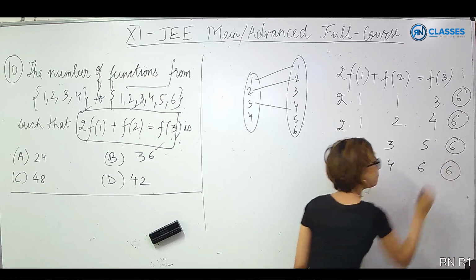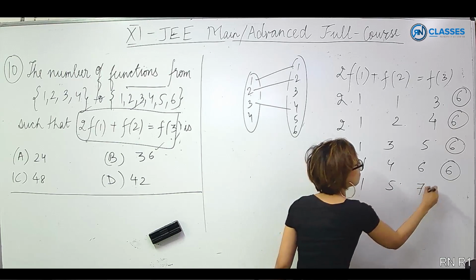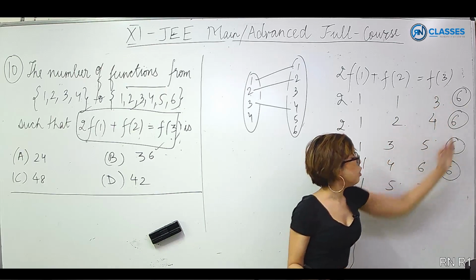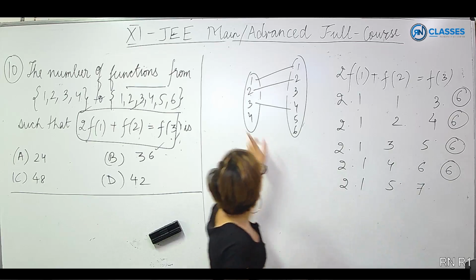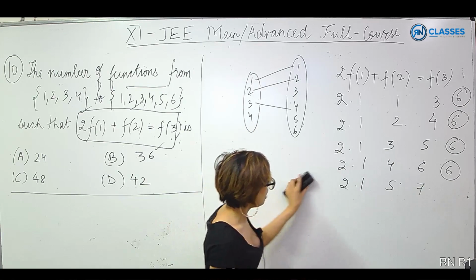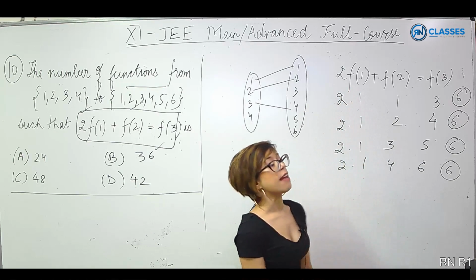6 more functions. If I take 1, 5, this is 7. 7 is not present over here. That means f of 3 will not be associated. I will not have any element associated with 3. So function is not there. So that means eliminate this case. So where f of 1 is equal to 1, cases have been exhausted.